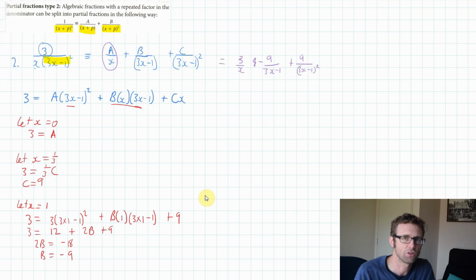So that's a brief introduction to the first two types of partial fractions that you need to be familiar with. I suggest you have a go at the other ones in the exercises, 7a and 7b, to see how you go with those.